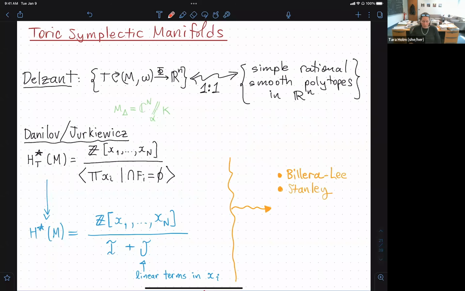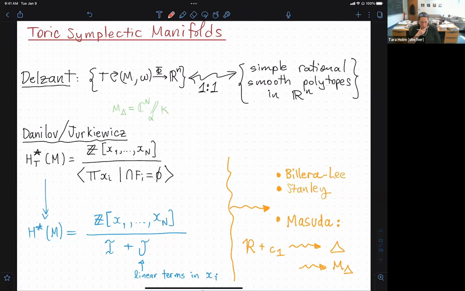And this led to a significant amount of work in combinatorics. Billera, Lee and Stanley were key players in terms of identifying precisely which combinatorics can show up, proving that the Betti numbers have to satisfy certain properties, and proving that face rings of this sort have to satisfy certain properties.